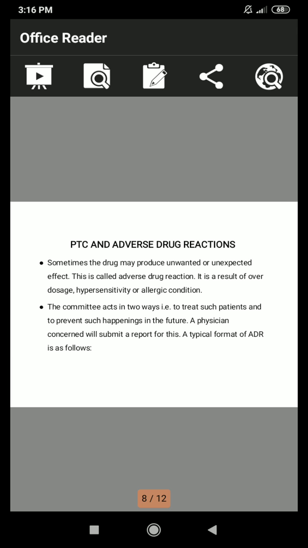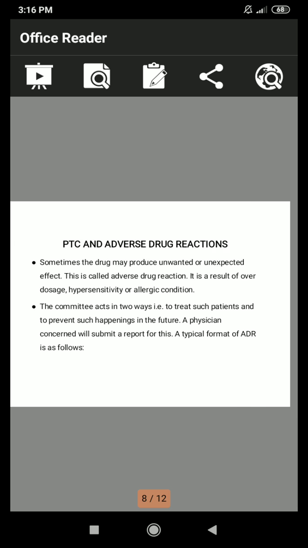What is the PTC and adverse drug reaction? In that, sometimes the drugs may produce unwanted or unexpected effects. It is called the adverse drug reaction. Then this committee acts in two ways, that is to treat such patients and to prevent such happenings in the future.